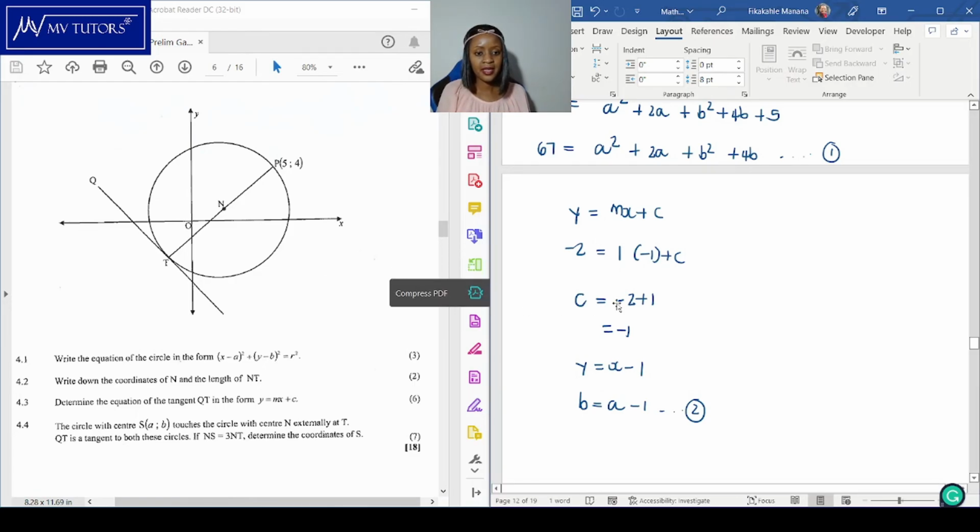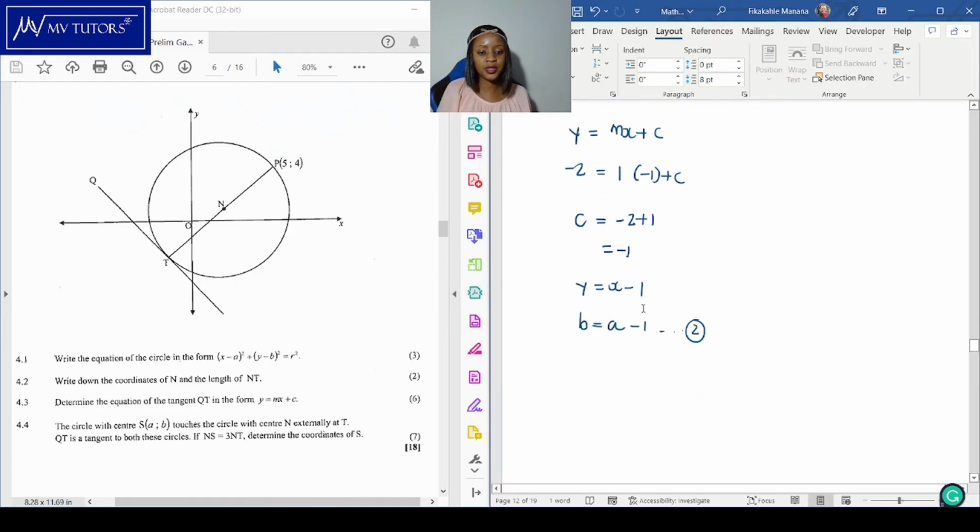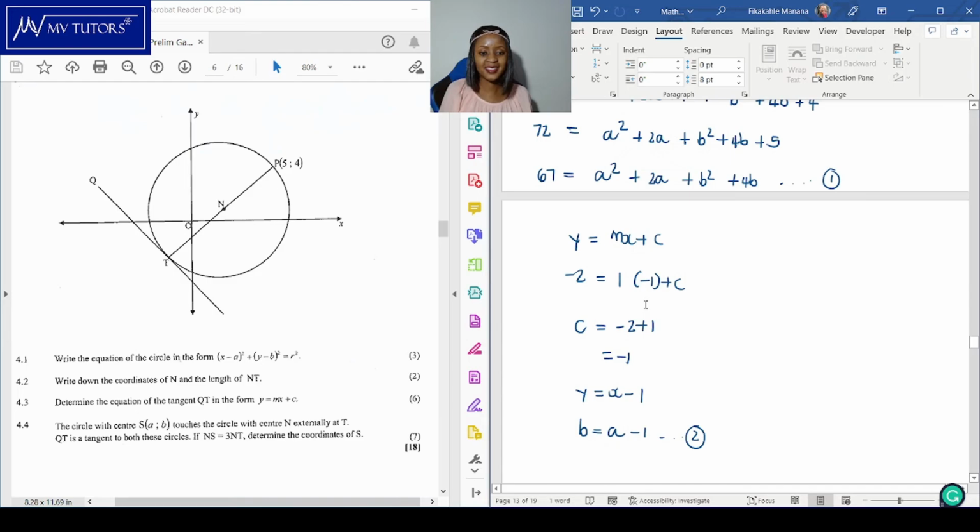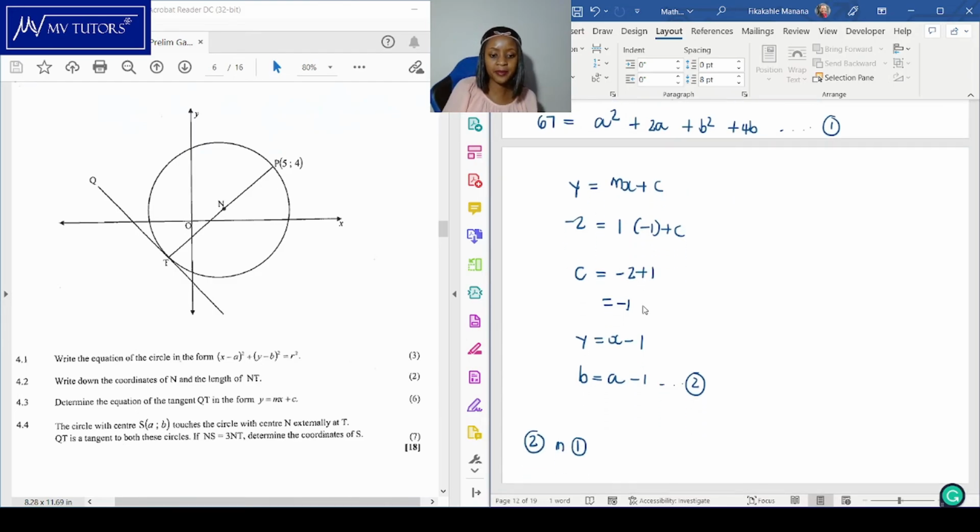Now I can go and substitute 2 in 1. Now I need to remember. So 67 equals a squared plus 2a plus b, which is (a minus 1) squared, plus 4(a minus 1).